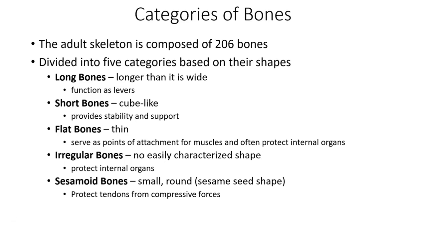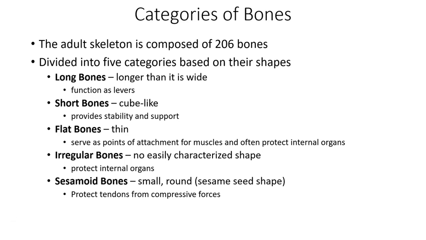Short bones are going to be kind of cube-shaped. Their job is to provide stability and support, and so these are going to be things like the carpal and tarsal bones that we saw in the ankles and wrists, and that's pretty much it. We don't have many other short bones in our body.